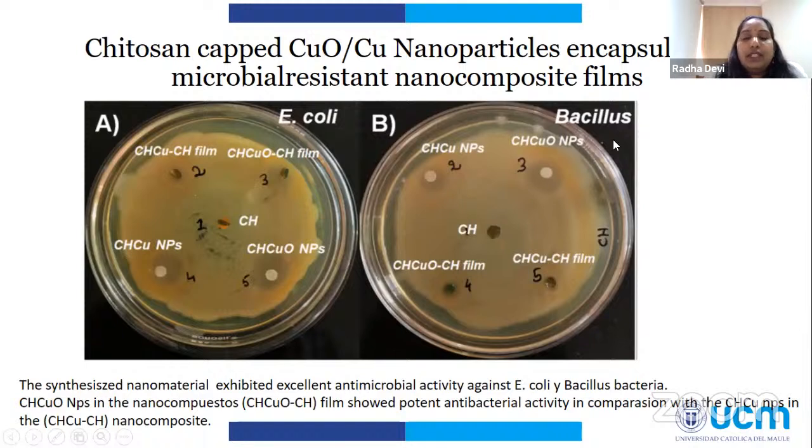coli and Bacillus bacteria, using the chitosan film and the chitosan-capped copper oxide nanoparticles in the chitosan film. In the image, you can see very clearly that the copper oxide nanoparticles were more effective in comparison with the copper nanoparticles, and they showed excellent activity towards the E. coli and Bacillus bacteria.